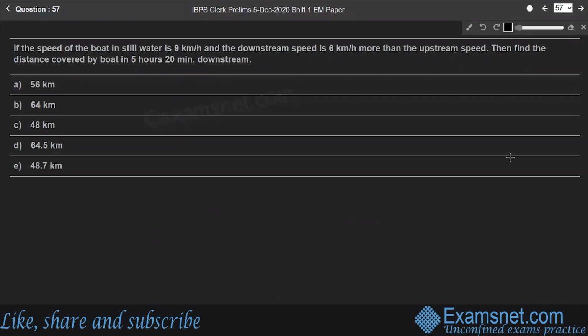Question 57. If the speed of the boat in still water is 9 km per hour and the downstream speed is 6 km per hour more than the upstream speed, then find the distance covered by the boat in 5 hours 20 minutes downstream. Let us consider the speed of the stream as x km per hour. And the next part is the downstream speed is 6 km per hour more than the upstream speed.